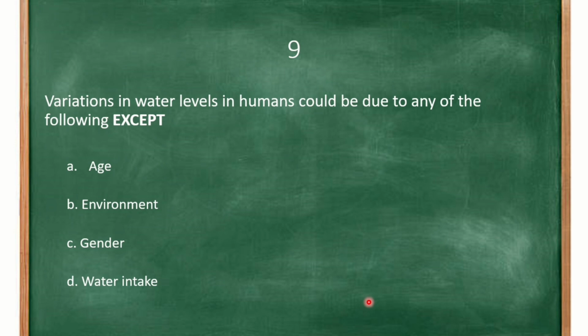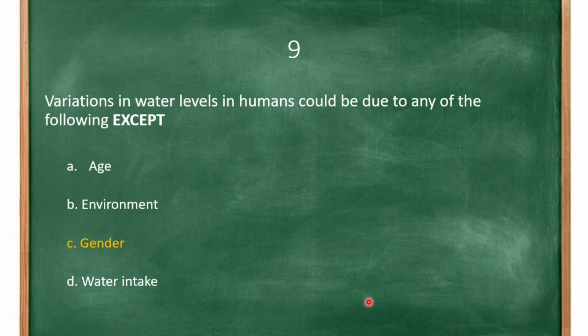creatinine. Okay, question 9. It says that variation in water levels in humans could be due to any of the following except A, age, B, environment, C, gender, and then D, water intake. Correct answer for 9 is gender. If you take age, for example, we realize that infants and young children have a higher percentage of body water compared to adults, and then the elderly usually have a lower body water content, and so depending on your age, you might have variations in water content.